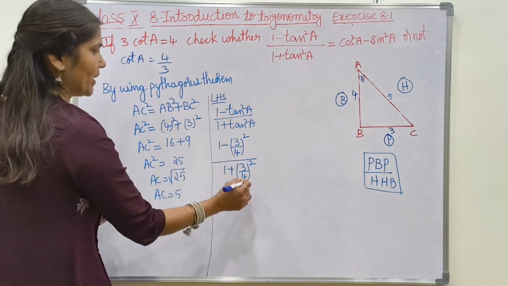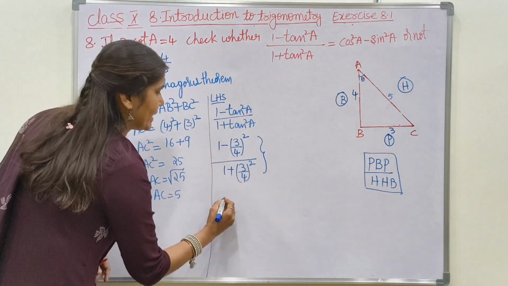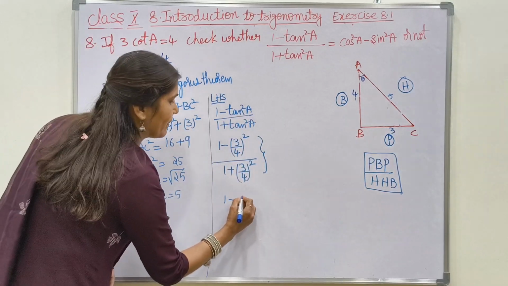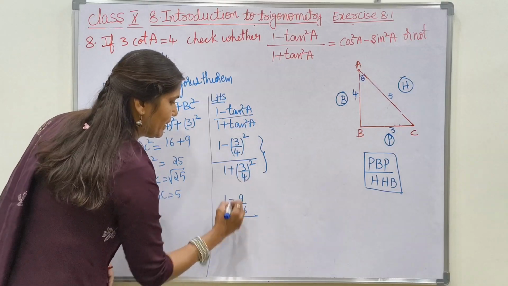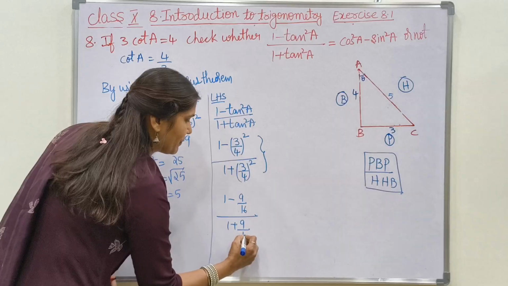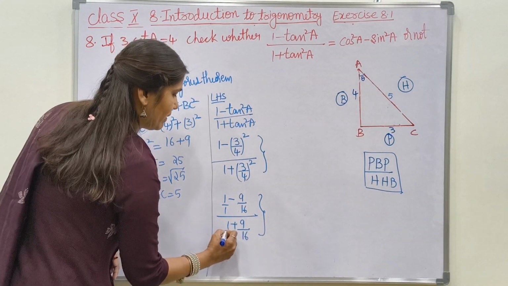Carefully listen. This is the first step. Next, we remove the square: 1 minus 3 3s are 9 by 4 4s are 16, divided by 1 plus 3 3s are 9 by 4 4s are 16. This is one step. Here the nothing means 1.